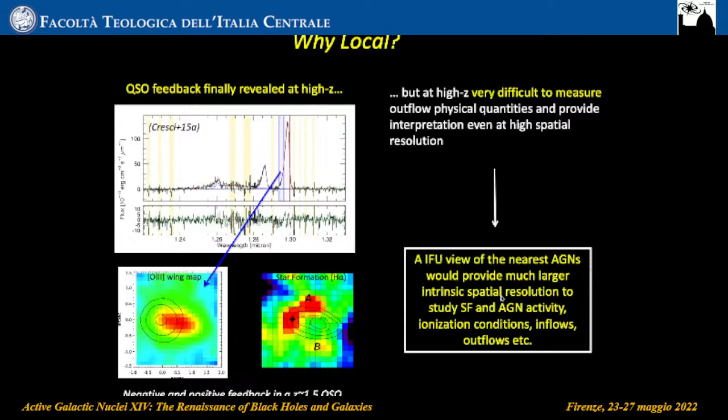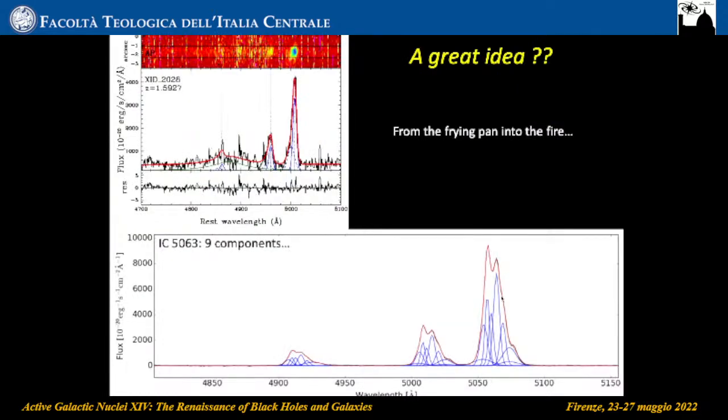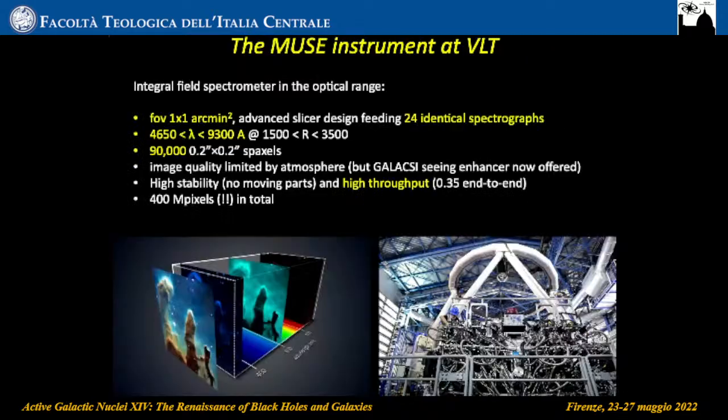So the idea is, instead of going at high redshift, to study in detail nearby sources where you can reach a much higher resolution, you can get much more details. So we thought this was a great idea, but then we realized that we are moving from the frying pan into the fire, because at high redshift the signal to noise is very low and you can say whatever you want, and in the local universe you see a super complex situation and it's hard to understand what's really going on in this galaxy.